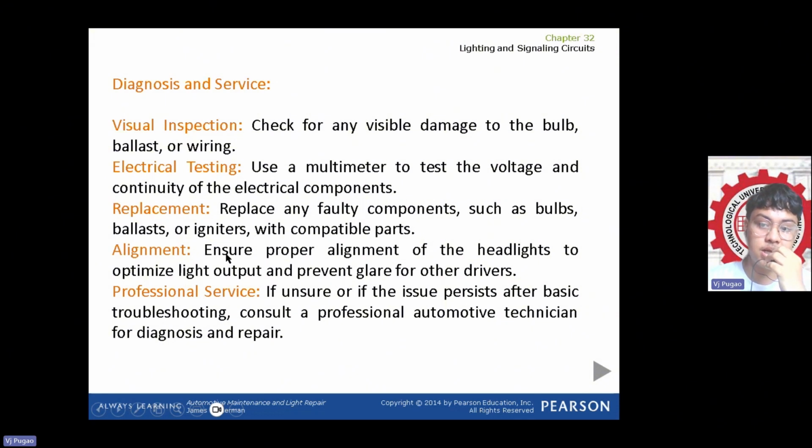Alignment: ensure the proper alignment of the headlights. Optimize light output to prevent glare for other drivers. Professional service: if unsure, or if the issue persists after basic troubleshooting, consult a professional automotive technician for diagnosis and repair.